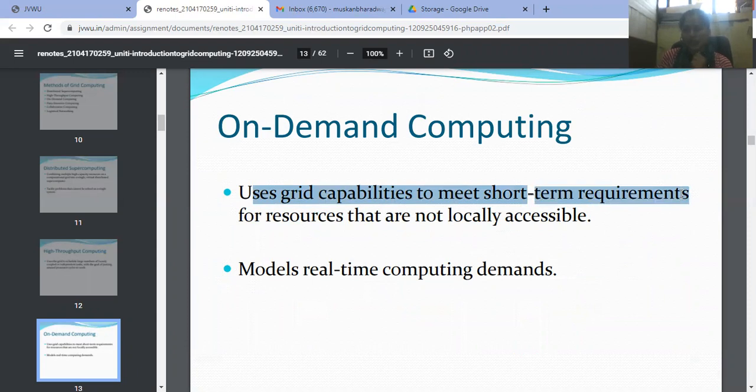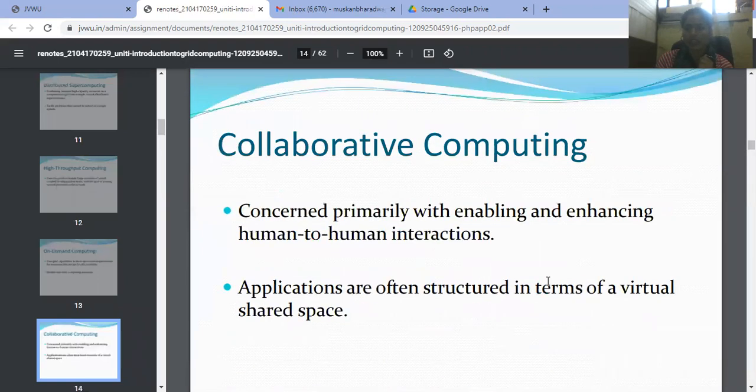Suppose some users urgently need to upload some data or purchase some information or content from other sources, and you don't have much space or storage to save that data. To fulfill this short-term requirement, you can use the grid computing data storage spaces, which are locally accessible. It models real-time computing demands. There are various models you can use for grid computing technology, based on your real-time computing needs.